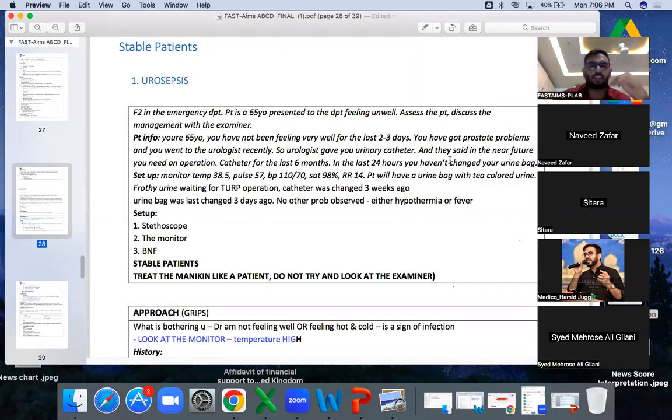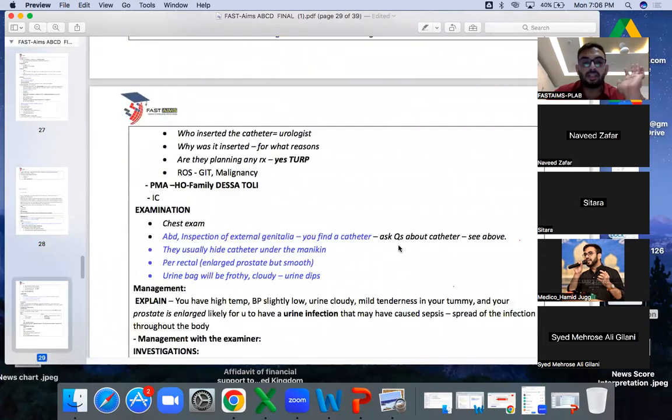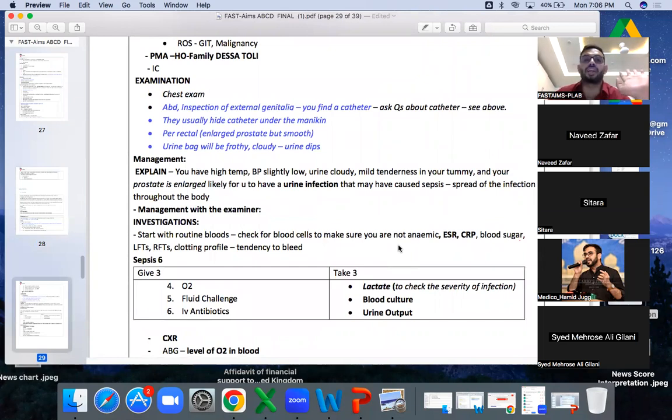So actually, he has got the urosepsis. Okay. So this is the stable patient. The only difference is this is the stable patient. Otherwise, you will follow the sepsis approach. Give three, take three. Nothing more than that, because you need not give any rush of fluid or anything.